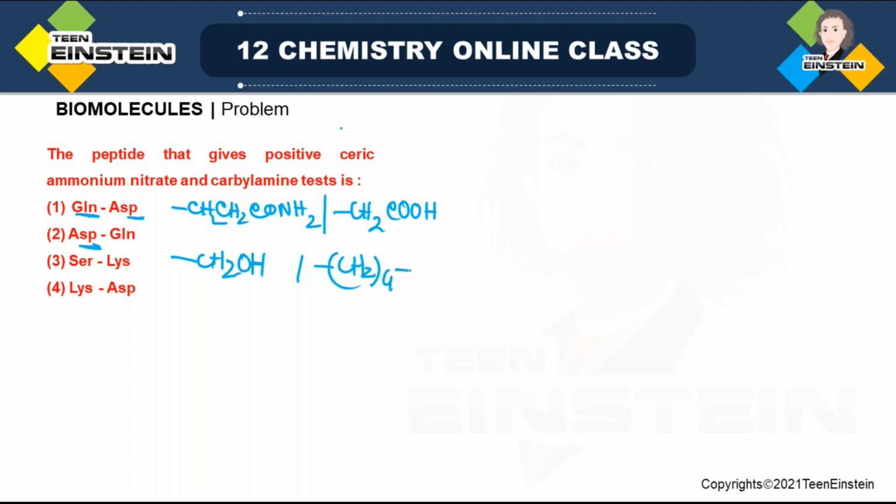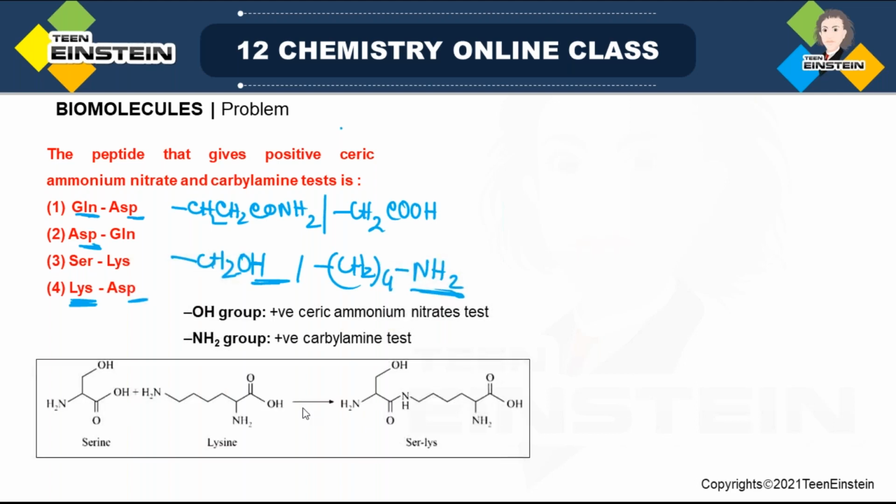I'm writing it in this way. Then NH2. That means a primary amine group is present. So this is the only option where you are getting OH and NH2. Because if you look at the last option, LYS, lysine, NH2 is present, but ASP, which has the side chain CH2CO2H, does not have any OH, but both groups must be present. So the condition is fulfilled only by option 3. That is why it should be the correct option.